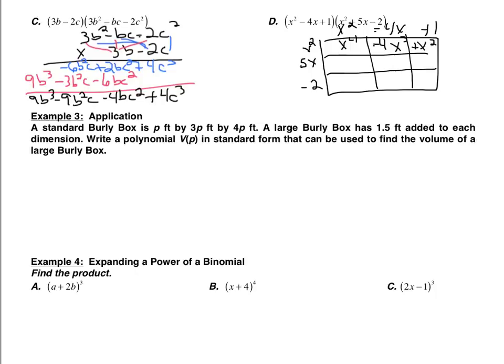5x times x squared is 5x cubed. 5x times negative 4 is negative 20x squared. 5x times 1 is 5x. Negative 2 times x squared is negative 2x squared. Negative 2 times negative 4 is positive 8x. And negative 2 times 1 is a negative 2. And then we're going to add things together. So here we have a negative 2. And then 5 and 8 make 13x.